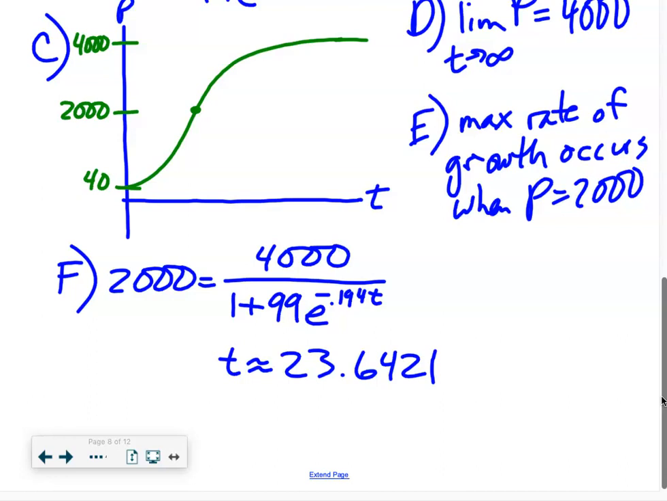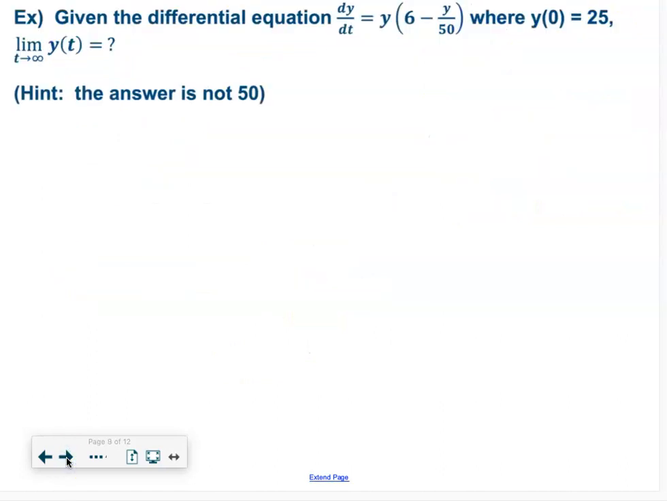How are we doing? They're not bad, right? Okay. All right. Now, one more problem, and then I'm going to release people who are going to go retake.